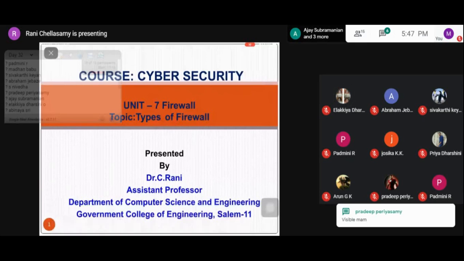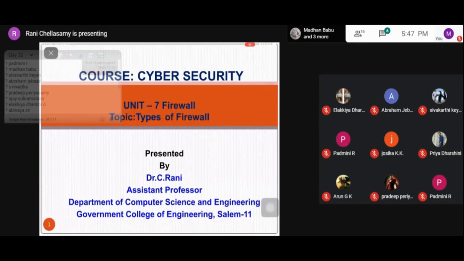Okay. So, good evening, one and all. Let's start a new unit. So far we have seen 6 units in the curriculum of cyber security. Today we are going to start with the 7th unit. The name of the unit is Firewall. So today we are going to deal with what is meant by a firewall and the definition of firewall, what is the need for using the firewall in our internet, and what are the types involved in it. Okay, we'll see one by one.